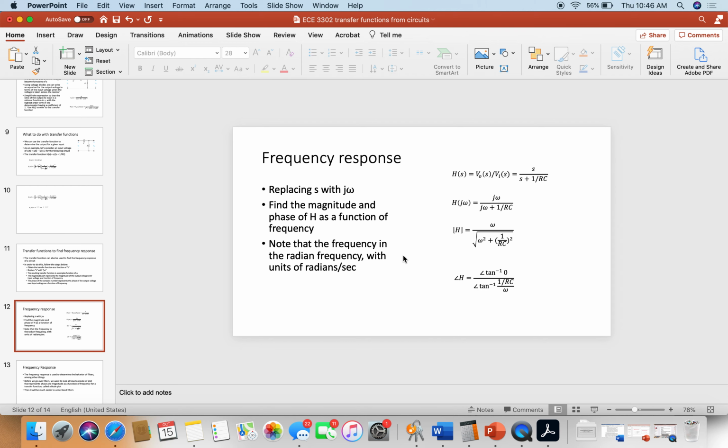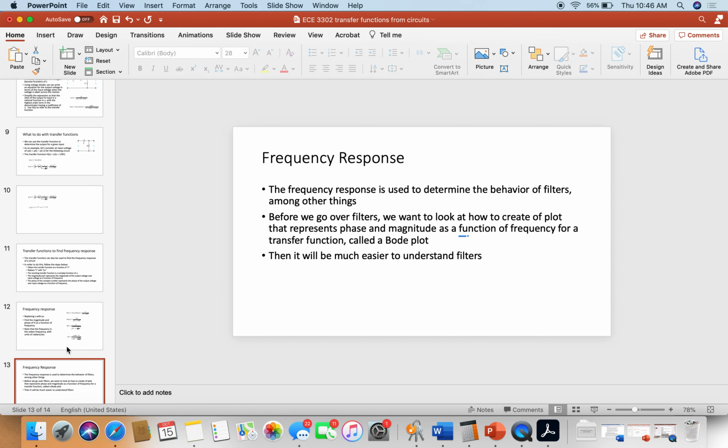So this allows us to find the frequency response of just the network of a circuit. So I'm going to pull up this next slide. The frequency response is primarily used to determine the behavior of filters, among other things. Now, one option in the class is, before we look at filters, we look at how to represent transfer functions and their phase and magnitude as a function of frequency using Bode plots. This makes it easier in some ways to understand filters, but it also complicates the situation because Bode plots themselves can kind of trip students up.